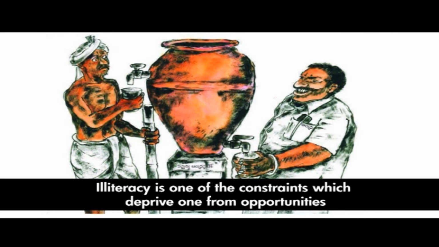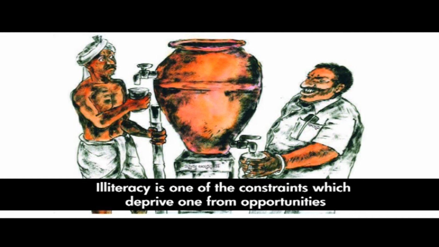Do you know what constitutes the major cause of poverty? It is illiteracy. It is really very painful that after more than 60 years of independence, about 1/4 of our population are still illiterate. They do not know how to read. Right, illiteracy is one of the constraints which deprive one from opportunities to seek other forms of livelihood.